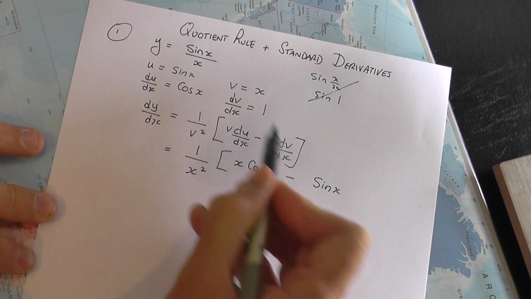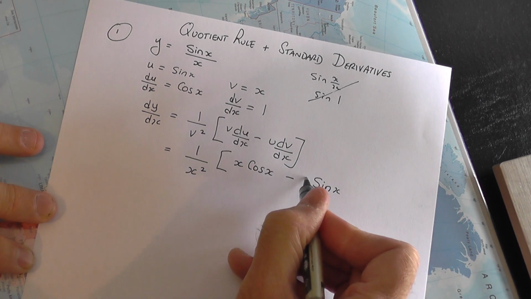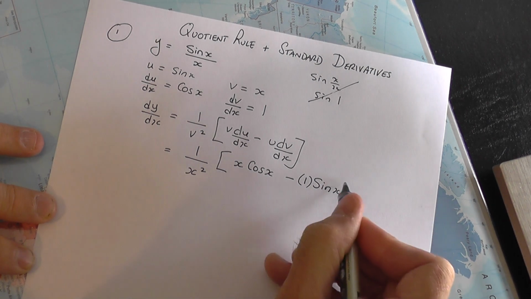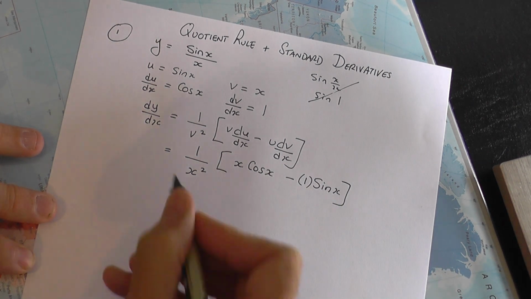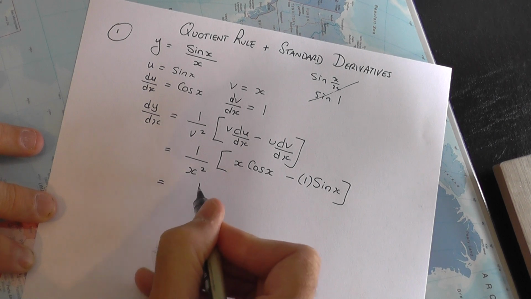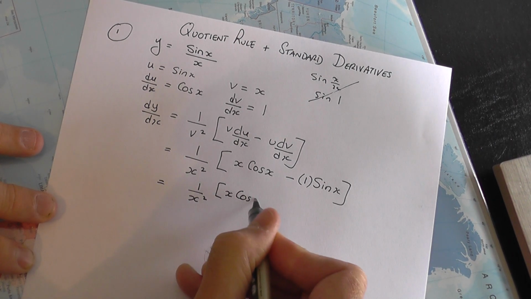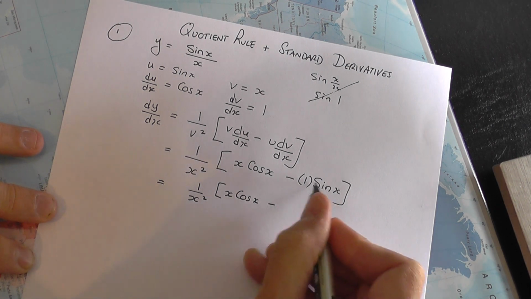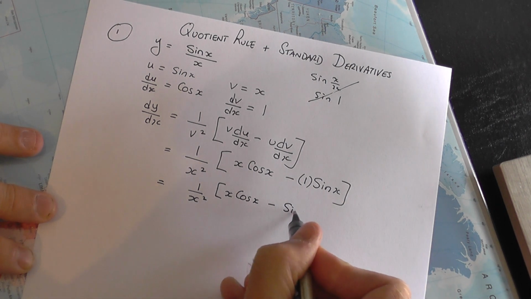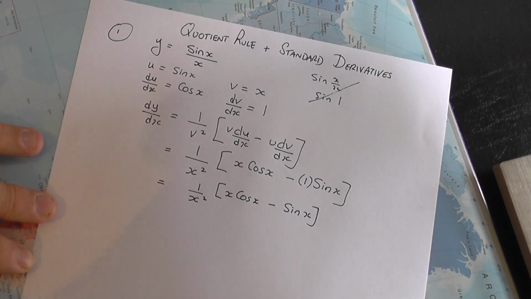dv by dx is 1. So I've got a 1 there. Put it at the front. 1 sine x. Put it in a bracket if you want. So there you go. Just tidy up. You've got 1 over x squared, and then inside the square bracket you've got x cos x, and then minus, and then that times that is minus just a single sine x. Now that's basically the answer.